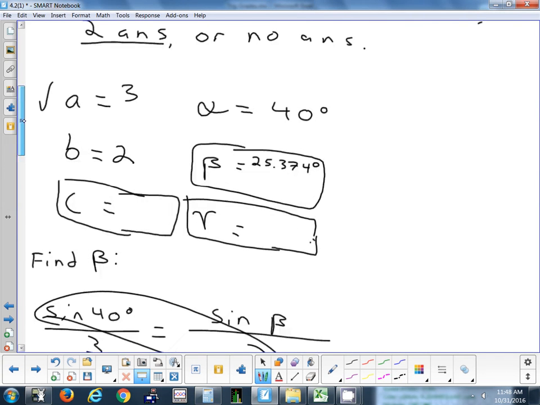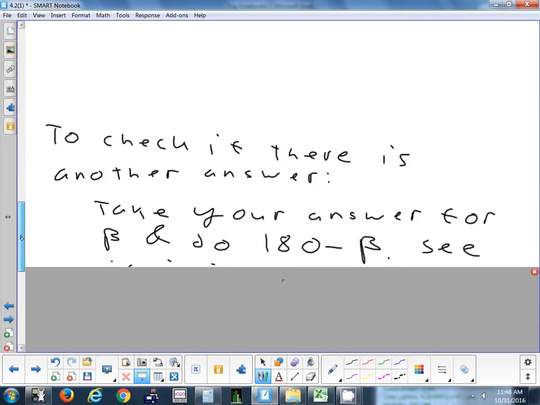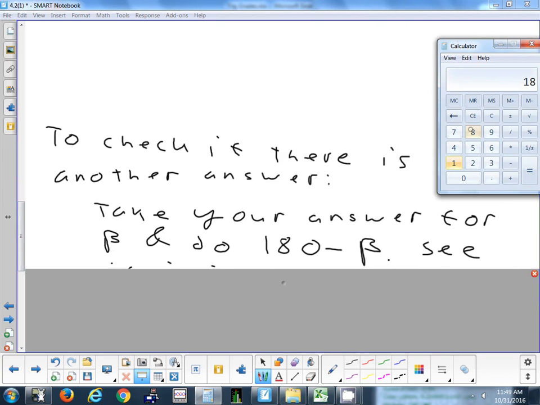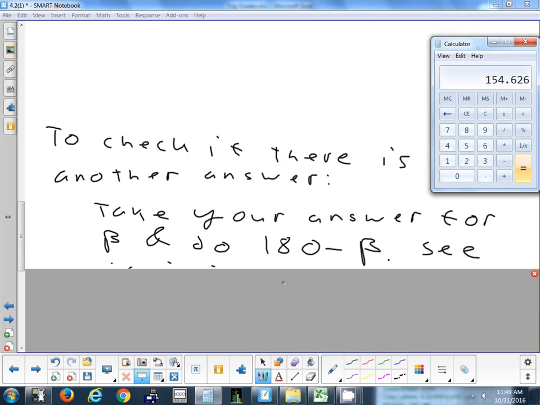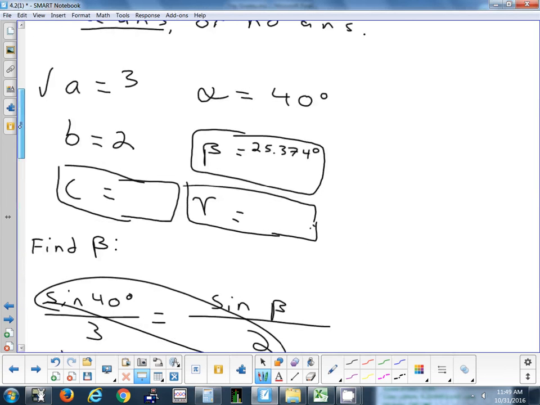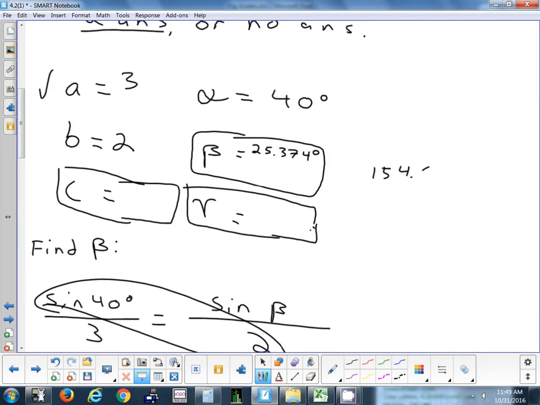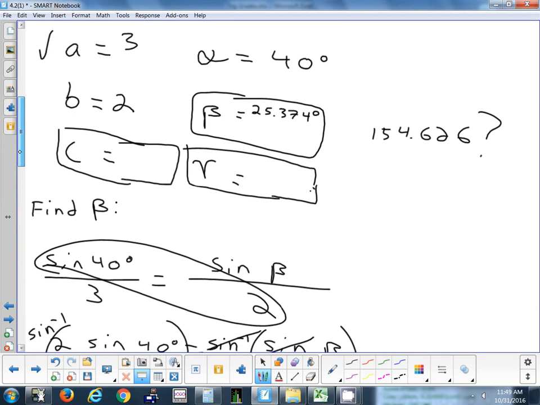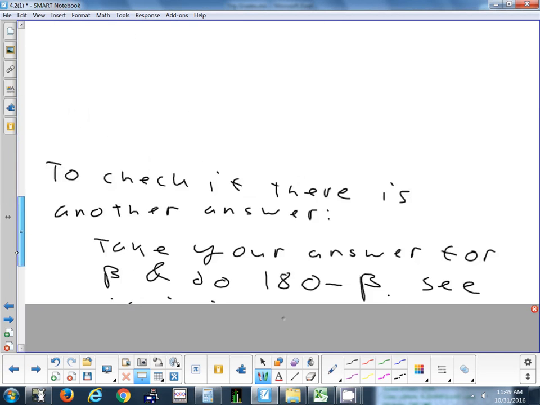Let's take 25.374 and subtract it from 180. So if there's a second answer to this problem, that's the second answer, 154.626. So I'm just going to write that down over here. And for now, if there's a second answer, that's what it would have to be.